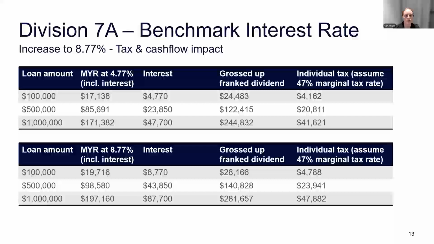So looking at this, I think the important thing to consider is whether there is an alternative to a Division 7A loan, so whether there's some other way to finance or to meet your financing needs, or some other strategy that can be implemented to minimise the Division 7A loans.